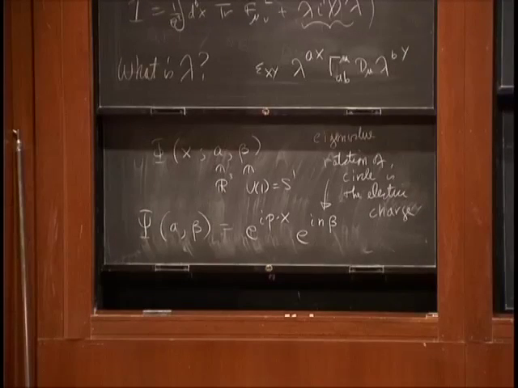So from what I've said so far, the electric and magnetic charge is 1, or plus or minus 1 for the fundamental monopole.